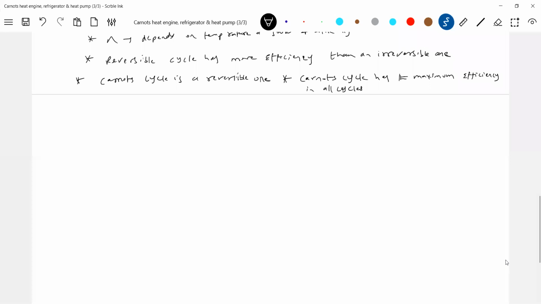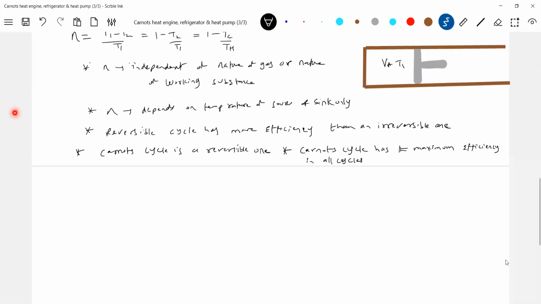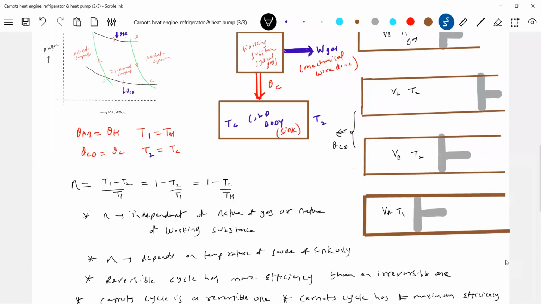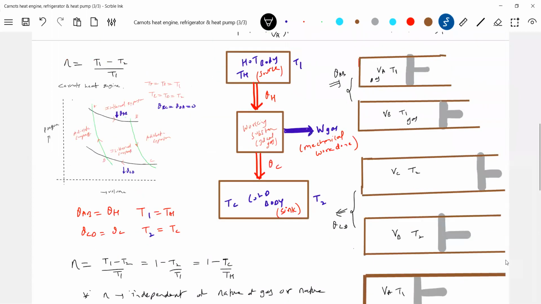Carnot cycle has the maximum efficiency in all cycles. So this is the one. Of all, very important: the efficiency is independent of the gas or the nature of the working substance. I need not bother whether it is monatomic or diatomic. The efficiency depends only on the temperature of the source and sink. The temperature of the hot body is called the source. The temperature of the cold body is called the sink.